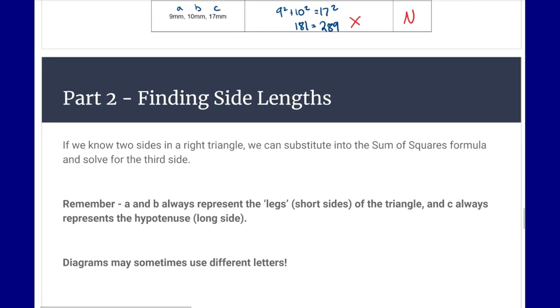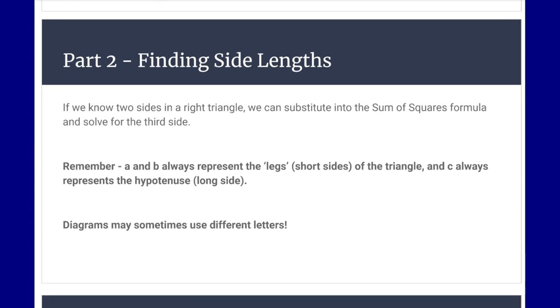The other thing that we can do is find missing side lengths. If we know two sides of the right triangle, we can substitute them into the formula and solve for the third side. So just remember that A and B always represent the legs, or the short sides, and C always represents the hypotenuse. Diagrams sometimes use different letters though, so just make sure you're aware of what sides they represent. Not always A, B, and C. In our formula, yes, but they might be labeled differently on our triangle.